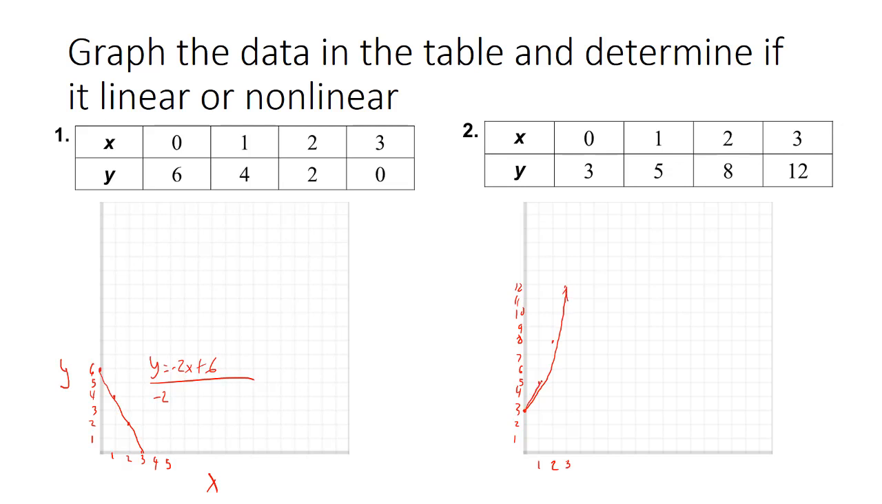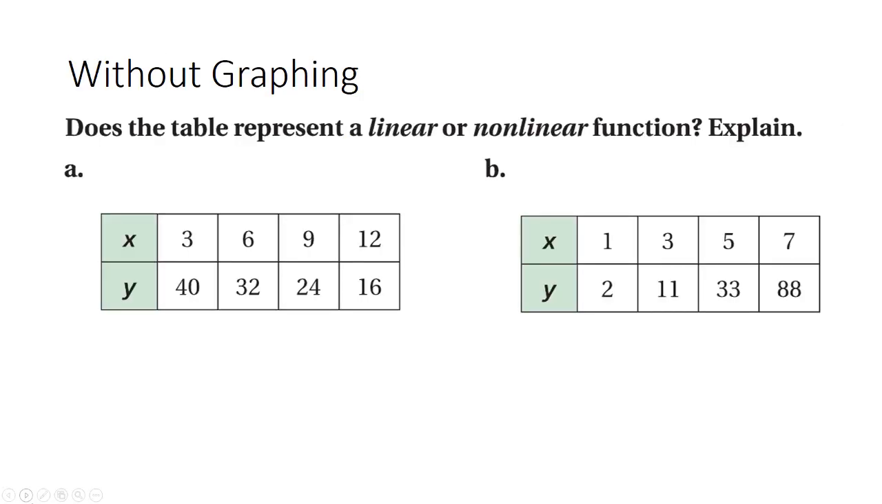Between here and here it has a slope of about 2, but between here and here it's got a slope of about 3, and between here and here it's got a slope of about 4. It's constantly changing slope, so non-linear. And all that means is the points don't lie in a line. They don't have a constant slope. Now, we don't actually have to graph in order to see that.